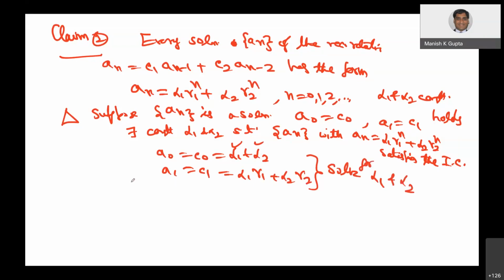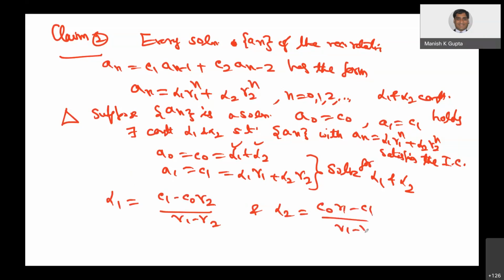Okay. So it turns out, I'm not doing the calculations, but I will write it down, that alpha 1 turns out to be (c1 minus c0 times r2) divided by (r1 minus r2), and alpha 2 turns out to be (c0 times r1 minus c1) divided by (r1 minus r2). Remember, this solution is valid obviously when r1 is not equal to r2, so these two are distinct. In this case, an satisfies the initial conditions, right? So our proof is complete.